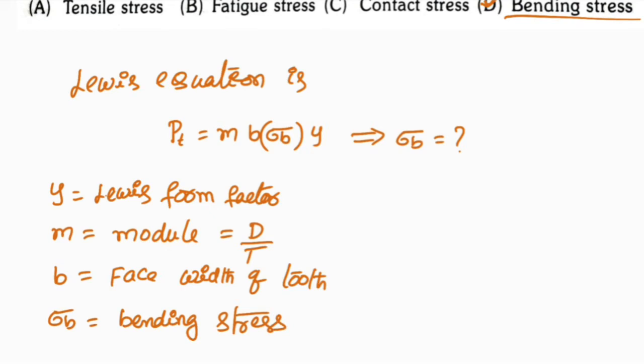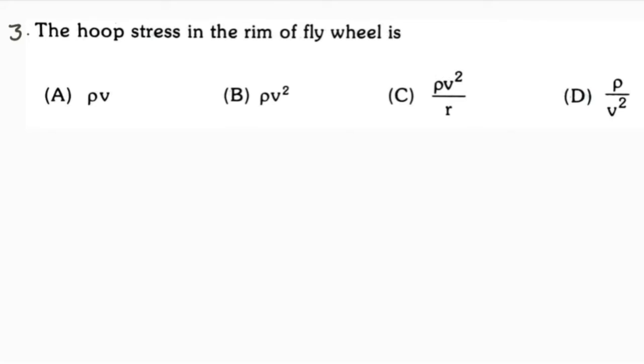Shall we take another problem? Yes, let us take another problem. Look at the next problem.